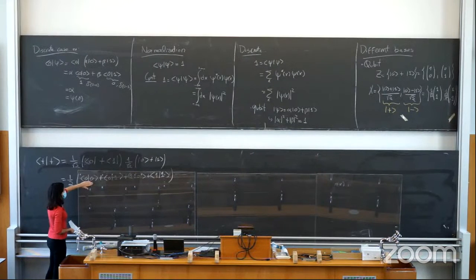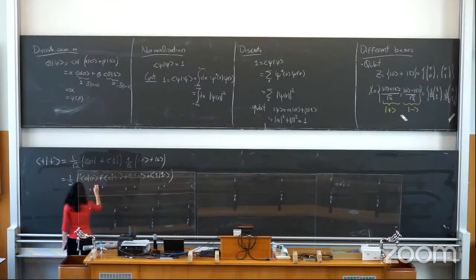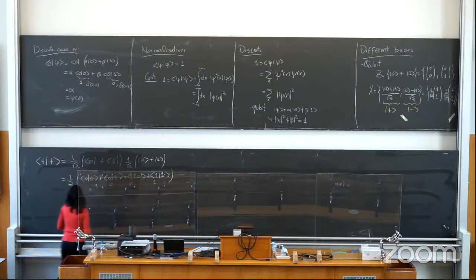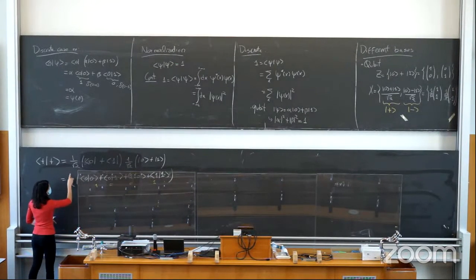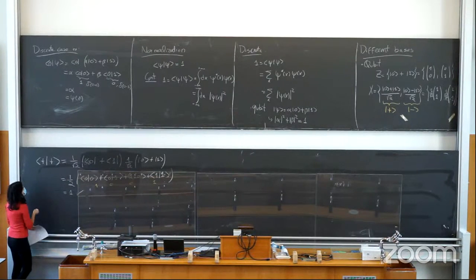Because we know that the 0, 1 basis, the Z basis, is orthonormal, we know that this term is 1, that's 0, that's 0, and that's 1. So overall we get 2. 2 times 1/2 is 1. Success. You can do the same for minus minus at home, and I'll just do the plus minus.